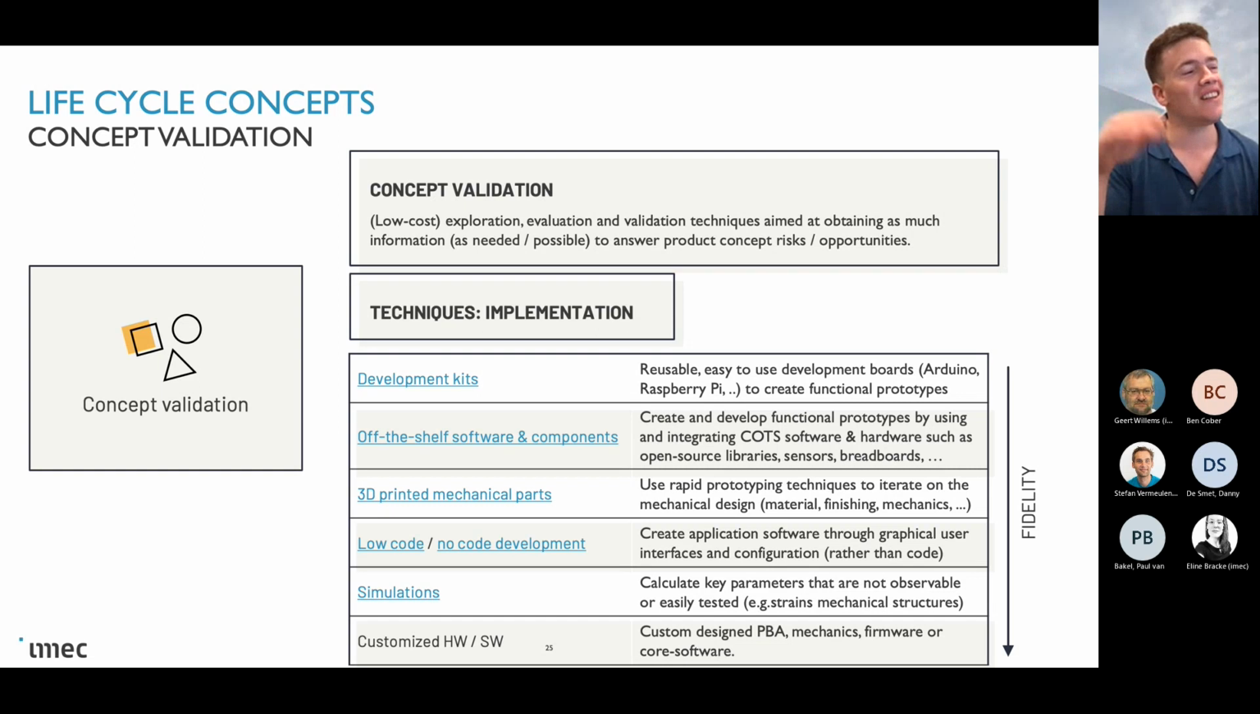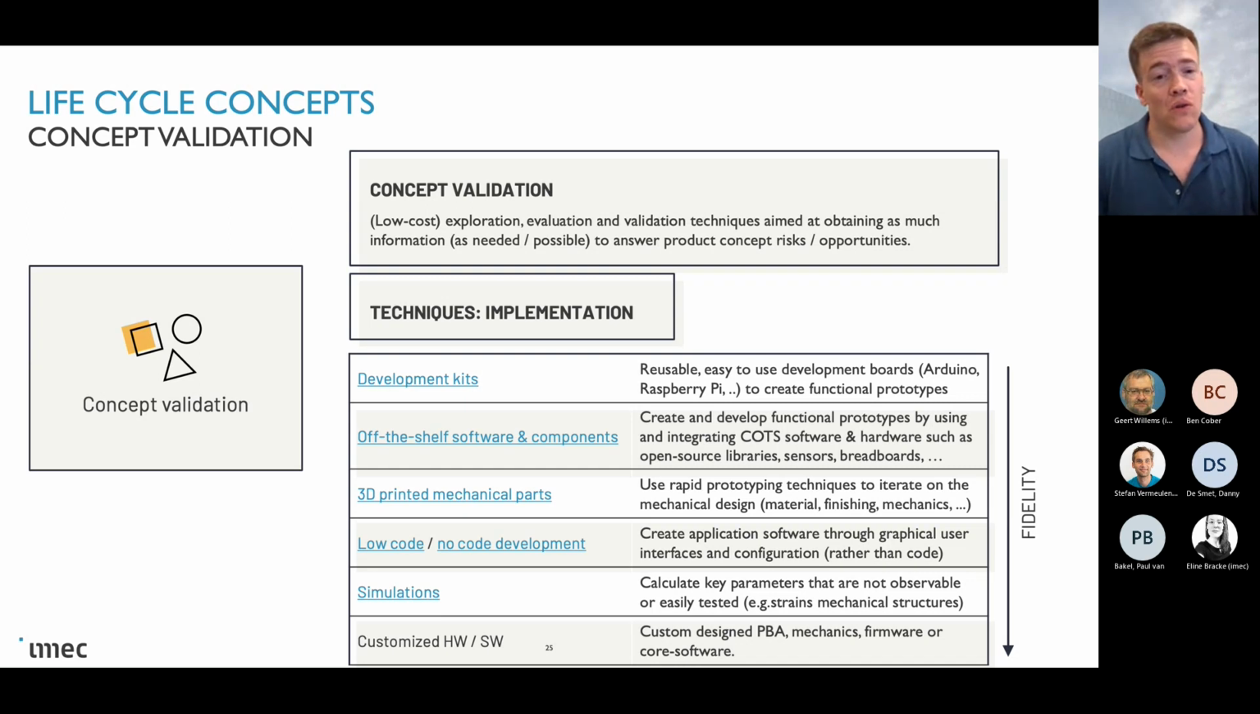So it's a lot. You have a lot of different techniques. I listed things that I think are very important when looking at smart products. So you have development kits. Think of an Arduino or Raspberry Pi, where you can create very functional prototypes. You have off-the-shelf software and components. Think of open source libraries, but it can also be breadboards, sensors that might also work together with those development kits. You can 3D print mechanical parts.